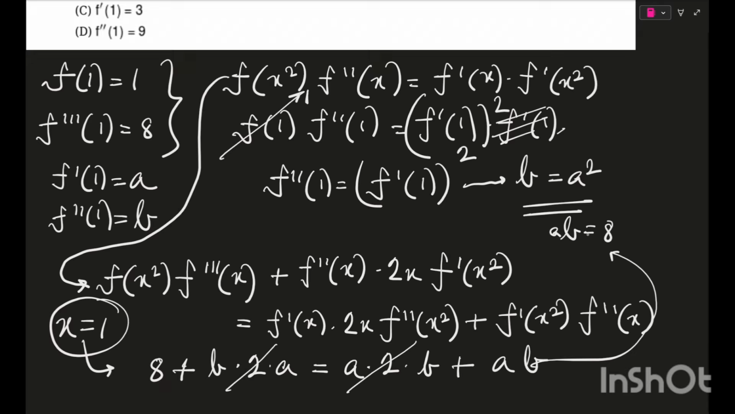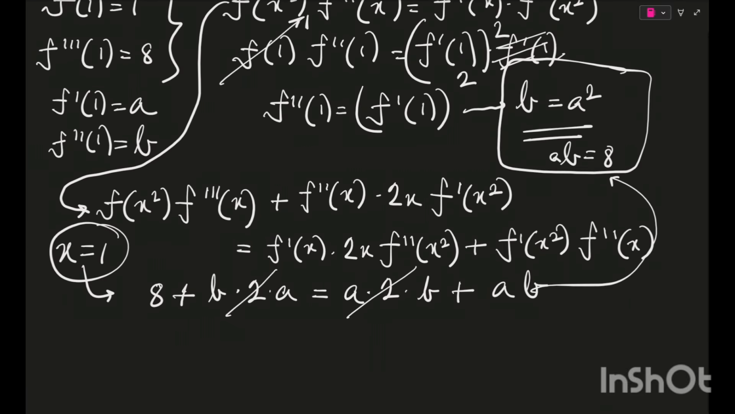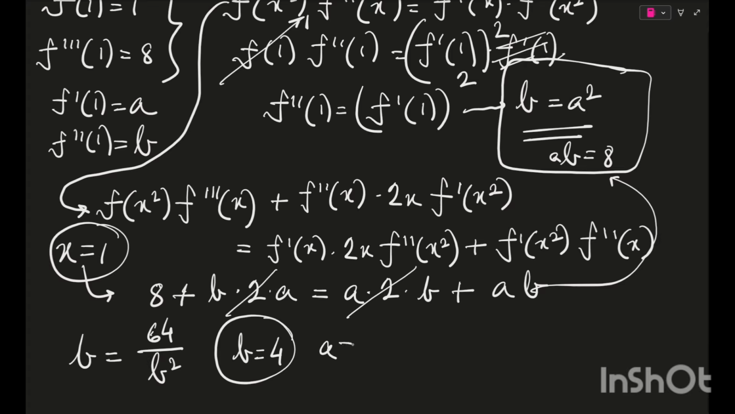Okay, so now you have two definite equations in two variables and you can use these to solve and find out whatever you need. So let's quickly finish it off. b is equal to a square, right? So I am substituting a as equal to 8 by b. So this becomes 64 by b square. So b cube is 64, which means b is 4. And if b is 4, a is 2.